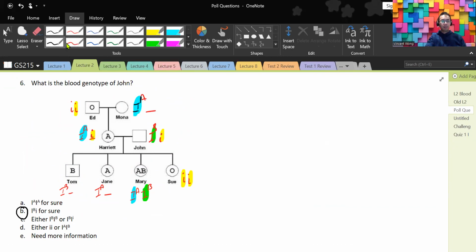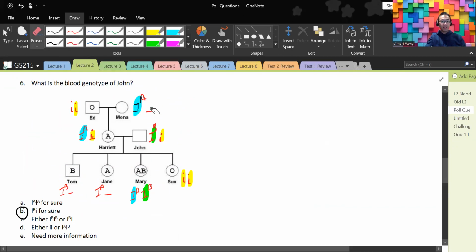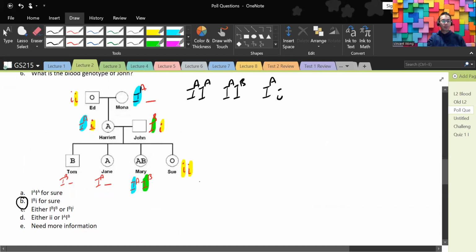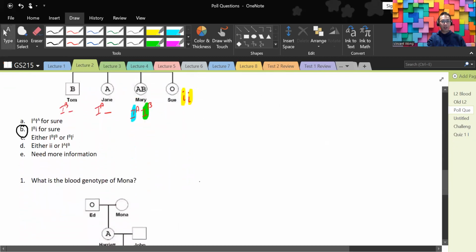Okay. But do we know what the other half is? Well, we really don't know. So it could be IAIA, it could be IAIB, it could be IA small i, right? So in other words, it could be anything. We really don't know. So the correct answer would be need more information.